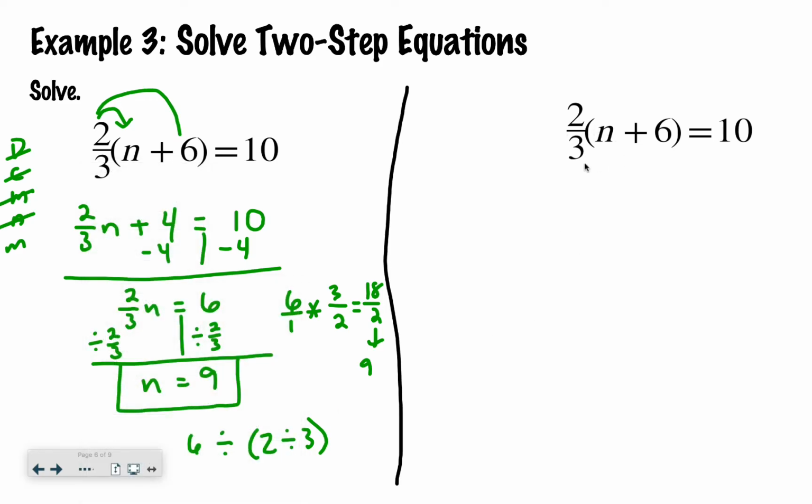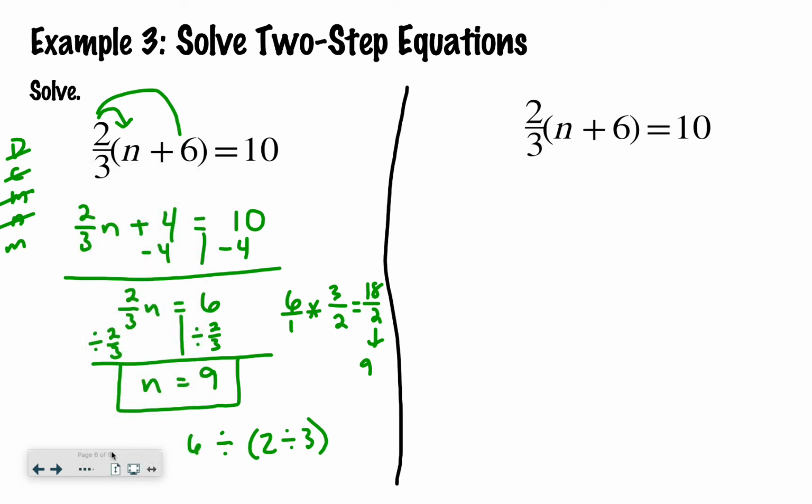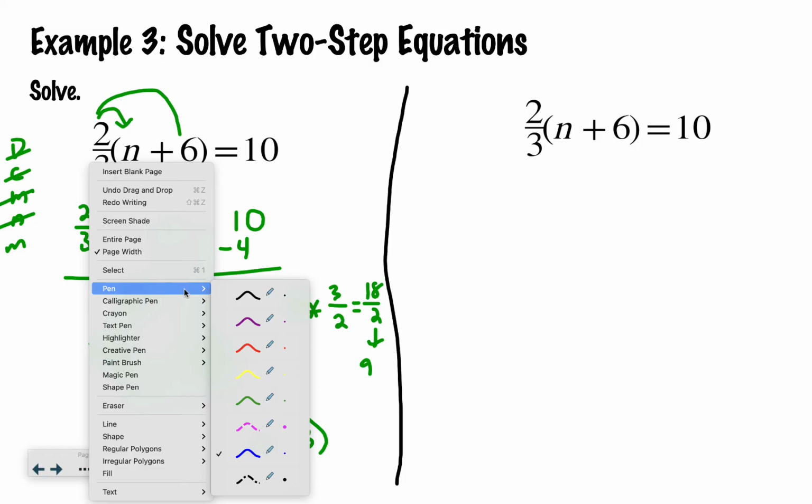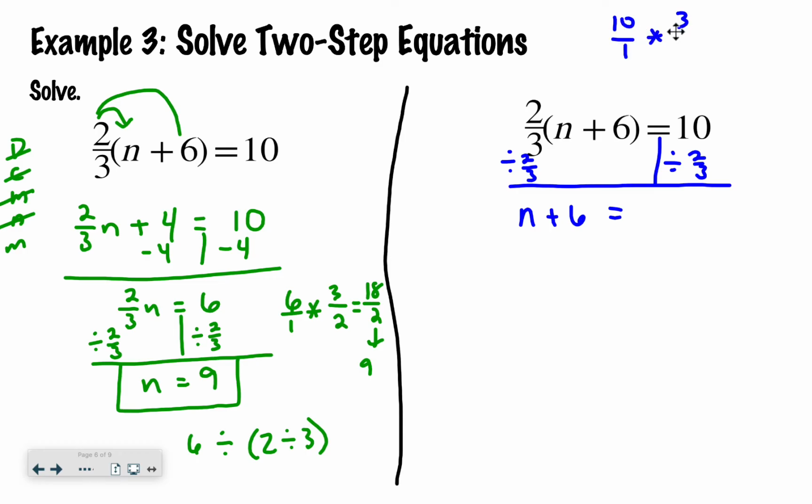Then let's practice the way where you don't distribute. You start by dividing instead. So here I would begin by dividing by 2/3. So I would have n plus 6 equals, and then I don't have a calculator with me right now, so that's why I am doing things by hand. So I would do 10 times 3 is 30, divided by 2 is 15.